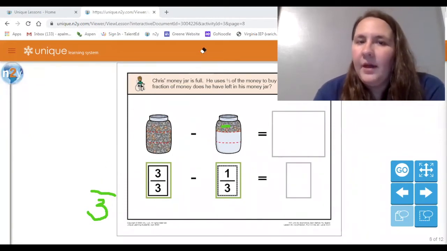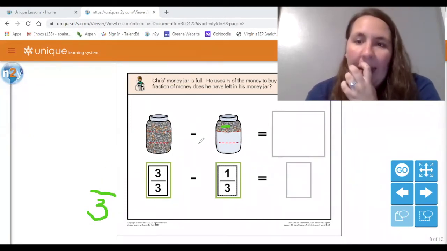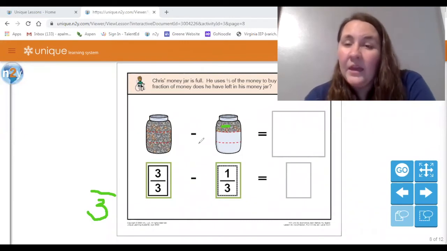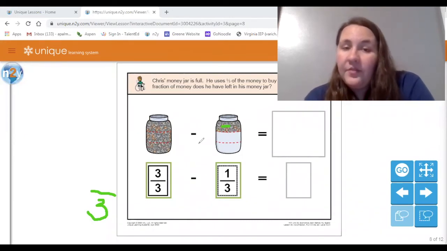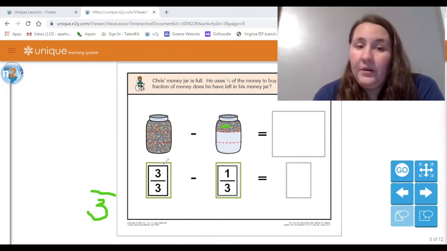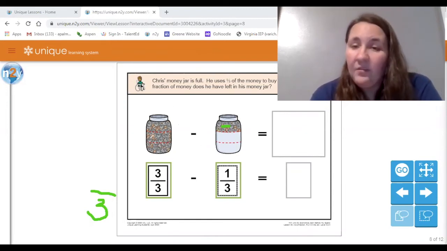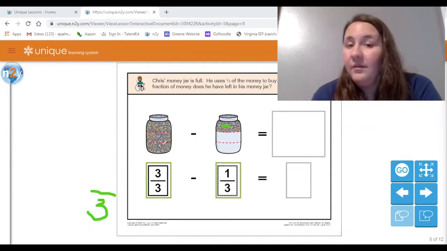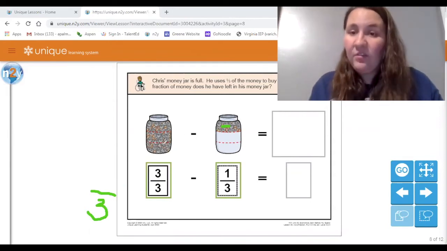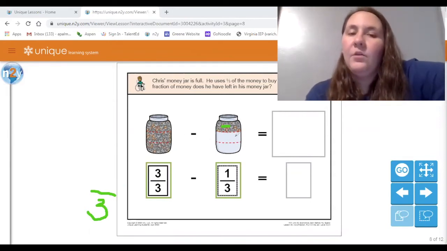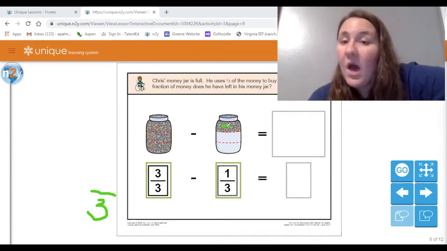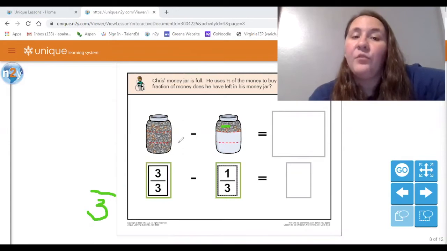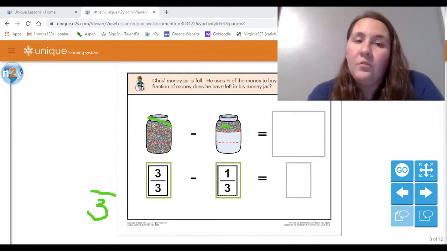Now, let's talk about subtraction. Let's talk about taking away. Remember, when we take away, we're going to cross off the smaller number from the bigger number. So this is my full jar. It has more. So this is what I'm going to cross off of. But how many do I need to cross off? Well, let's look. How many are over here? 1. So I'm going to cross off 1 piece of my full jar, okay? Just 1. I'm going to cross off this top one.